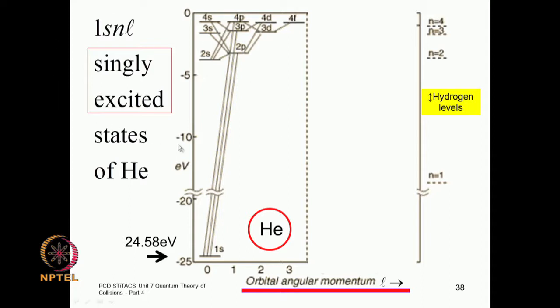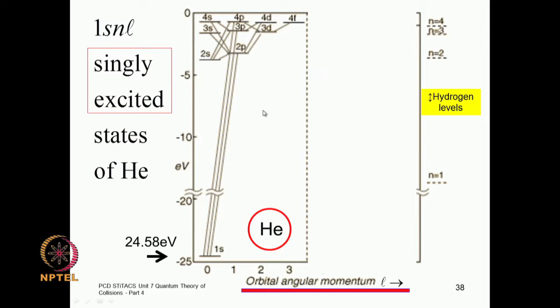So here you have 2 electrons, and these are the singly excited states of the helium atom. So you've got 1 electron in the 1s, and then the second can go into the 2s or the 3s or the 4s, or it can also go into the 2p, 3p, 4p or 3d, 4d, 4f and so on. So as you go from left to right in this diagram, you are going to higher orbital angular momentum states. So L equal to 0, L equal to 1, 2, 3 and so on.